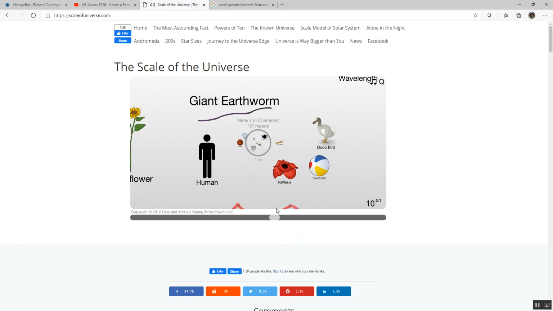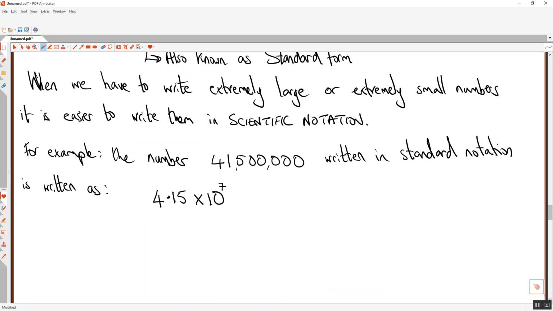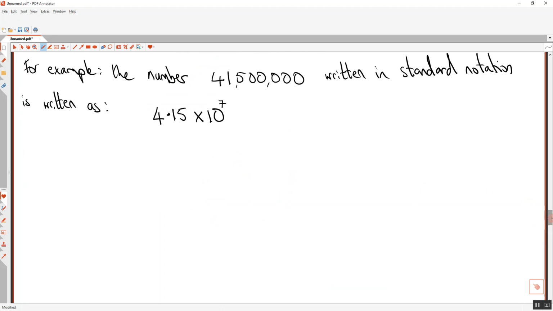There we go. All right, so you can have a look at this as a scale of the universe. It's pretty nice to relate all this back. But for now, we need to actually figure out how we go from numbers that we're used to into standard form, or scientific notation. And I think we all probably have a good idea as it is.